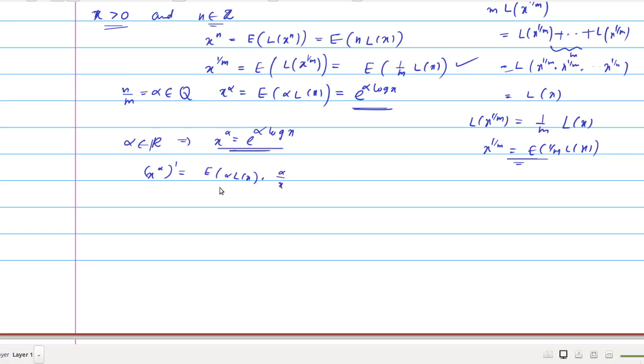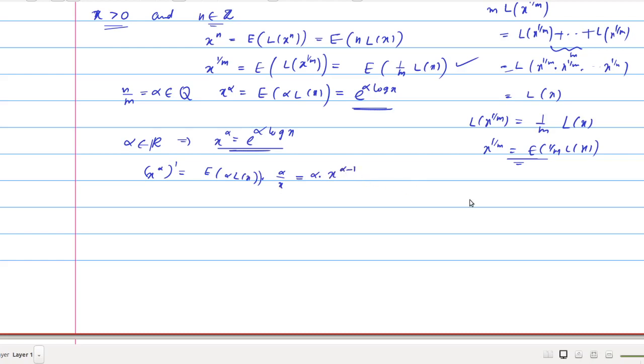This is because the derivative of E of something is E of that thing itself, and the derivative of alpha L of x is alpha times the derivative of L of x. The derivative of L of x is L dash x, and L dash x is 1 by x. So that will give this. Now you can write this as alpha times x to the power alpha minus 1.